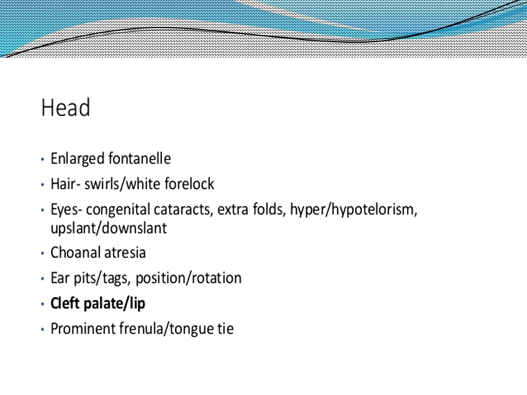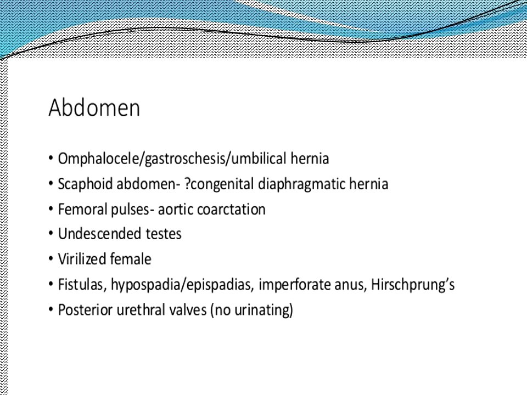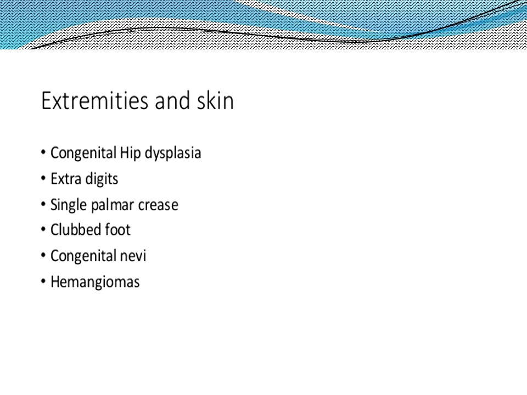In head, there can be enlarged fontanelle, congenital cataracts, choanal atresia, ear pits or tags, cleft palate or cleft lip, prominent frenula or tongue tie. In abdomen, there can be omphalocele, umbilical hernia, scaphoid abdomen, diaphragmatic hernia, femoral pulses, aortic coarctation, undescended testes, virilized female, fistulas, hypospadias, imperforate anus, Hirschsprung's disease, posterior urethral valves. There can be congenital hip dysplasia, extra digits, single palmar creases, club foot, congenital nevi, hemangiomas.